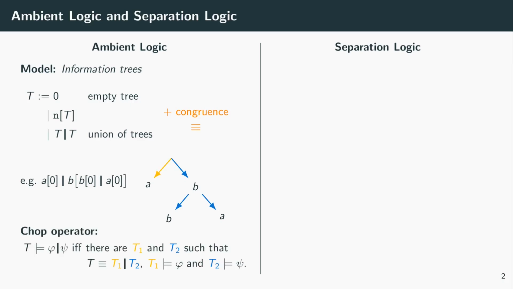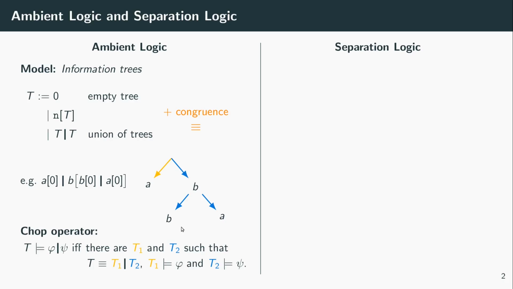And the chop operator instantiates the operation of BI, stating that a certain tree satisfies phi chop psi if the tree can be split into two trees, T1 and T2, T1 satisfying phi, and T2 satisfying psi. Now, one thing that I want you to notice is that the splitting in ambient logic is on the root, meaning that I need to, in a sense, partition the children of the root into two colors, here yellow for T1 and blue for T2, and once one of these edges is colored in blue, then all the subtree will be blue, or in T2.